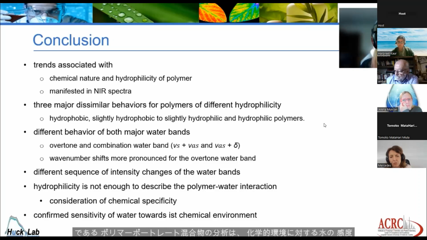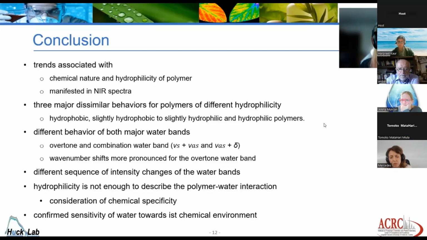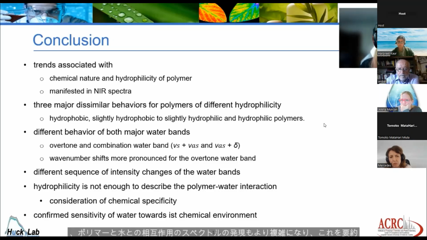The analysis of the polymer water mixtures also confirmed that the sensitivity of water towards its chemical environment is a major factor clearly manifested in the NIR spectra. Moreover, with increasing hydrophilicity of the polymer, the spectral manifestation of the polymer-water interaction gets also more complex.